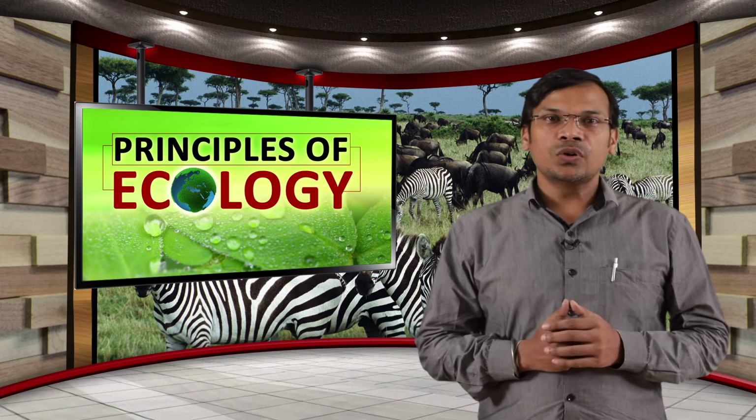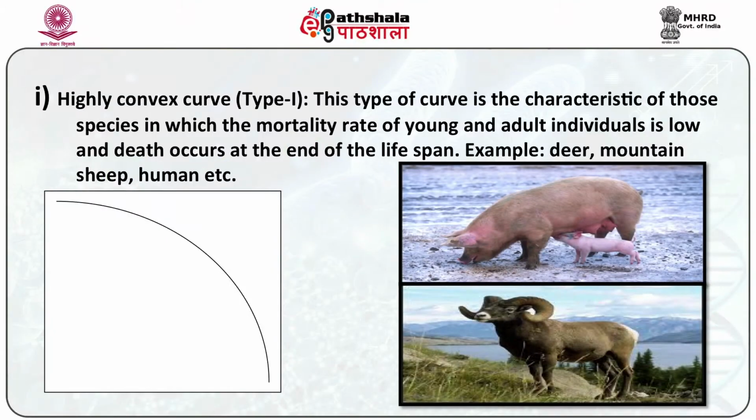A. Highly convex curve. This type of curve is also called the type 1 curve. It is characteristic of those species in which the mortality rate of the population is low up to the end of the lifespan. The organism lives throughout its age, and thus such species survive throughout their lifespan with low mortality rate in young and adult individuals.